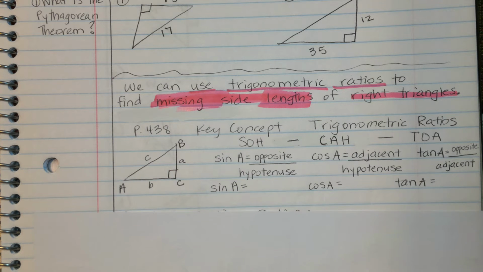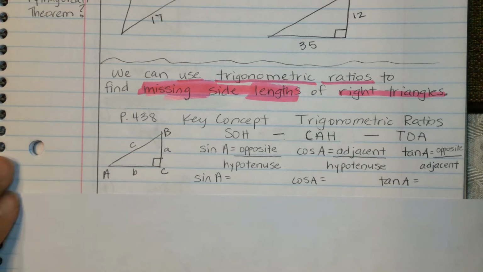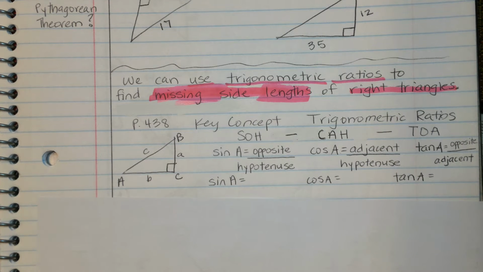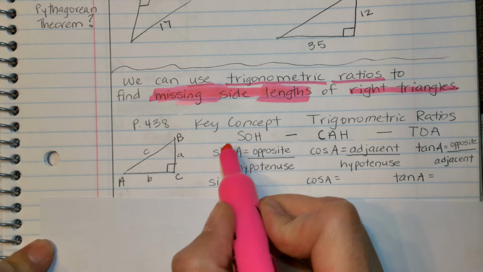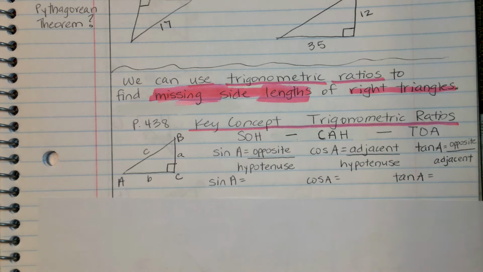So here's the key concept from the book. Again, you guys pause as you need to. You might need to pause and copy it down, and that's fine. So our key concept on trigonometric ratios: there are 3 different types of ratios. And I'm going to do a lot of color coordinating of it.